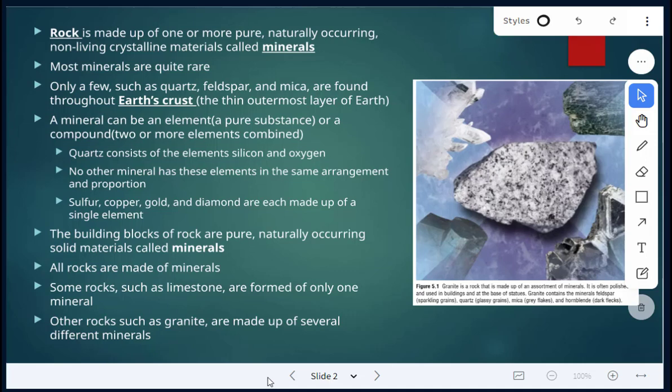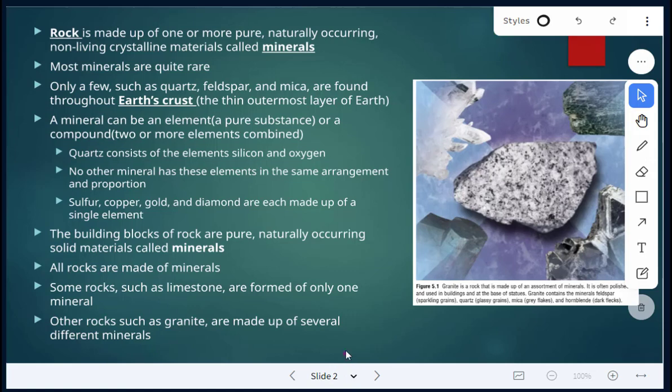It's often polished and then used in buildings and at the base of statues. It contains the minerals feldspar, quartz, mica, and hornblende. So those are some of the minerals that make up this rock.